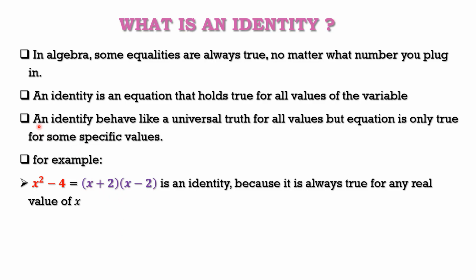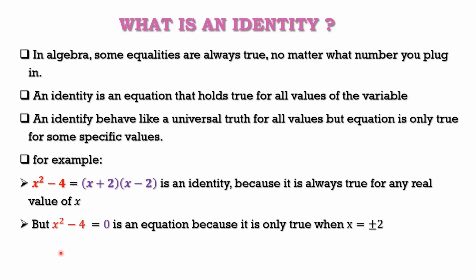So that is the reason why, when it comes to point 3, we are saying that an identity behaves like a universal truth for all values. So that is one thing that we need to put in mind. An identity is an equation that holds true for all values of the variable. So here the variable is x, and this whole expression becomes an identity because it holds true for the left hand side and also holds true for the right hand side, no matter the number that you plug in.